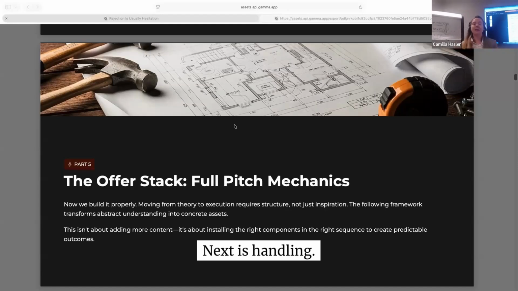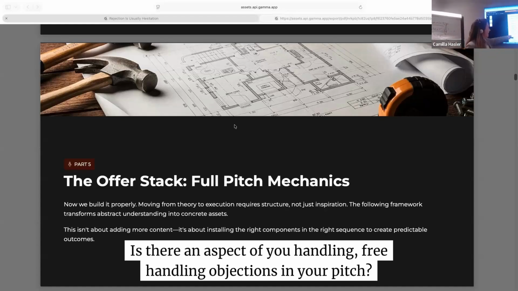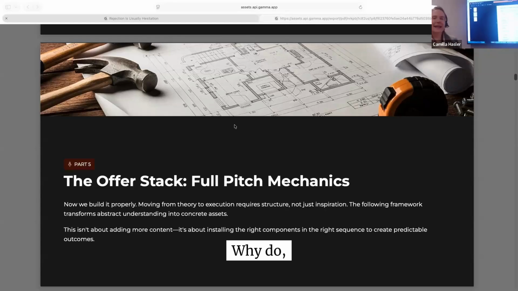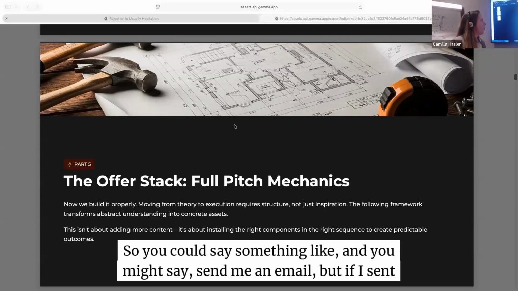Next is handling. So handling, right? If they say send info, is there an aspect of you pre-handling objections in your pitch? So for example, why are you telling them in your pitch about why a certain objection doesn't apply? So you could say something like, you might say, send me an email.